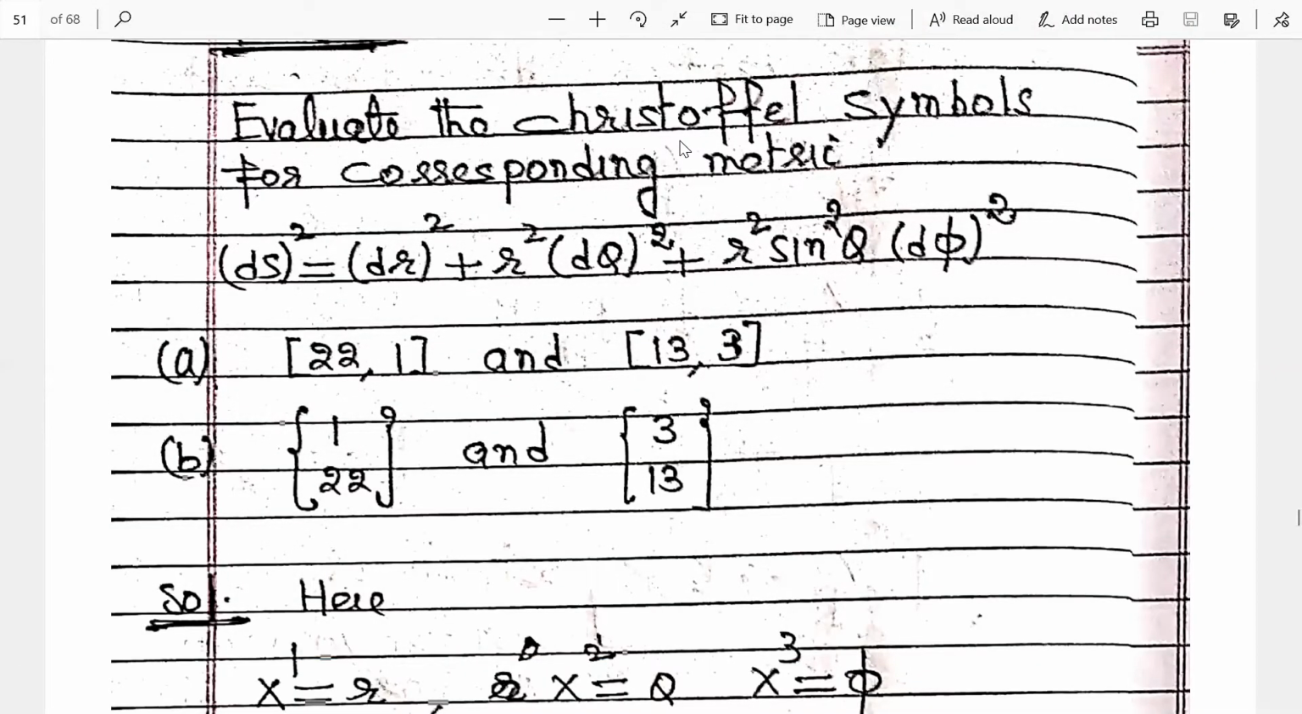So, in the previous lecture, we found the Christoffel symbols of the first kind. Now, in this lecture, our aim is to find the symbol of the second kind. How can we find the Christoffel symbol of the second kind? That is part B. So this is the Christoffel symbol of the second kind.